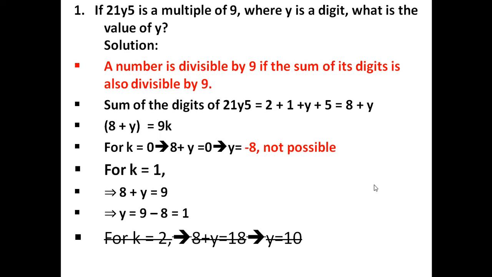Suppose you try k equal to 2 also. I have written it, but that's not a correct answer, that's why I have given a strike through. If you apply k equal to 2, 9 into 2 is 18. 8 plus y equals 18, then y is equal to 10. 18 minus 8 is 10. Can a digit be a 2-digit number? No, it's not possible. It's a single digit, so you can't put a 2-digit number in the place of y. So this is also not possible.